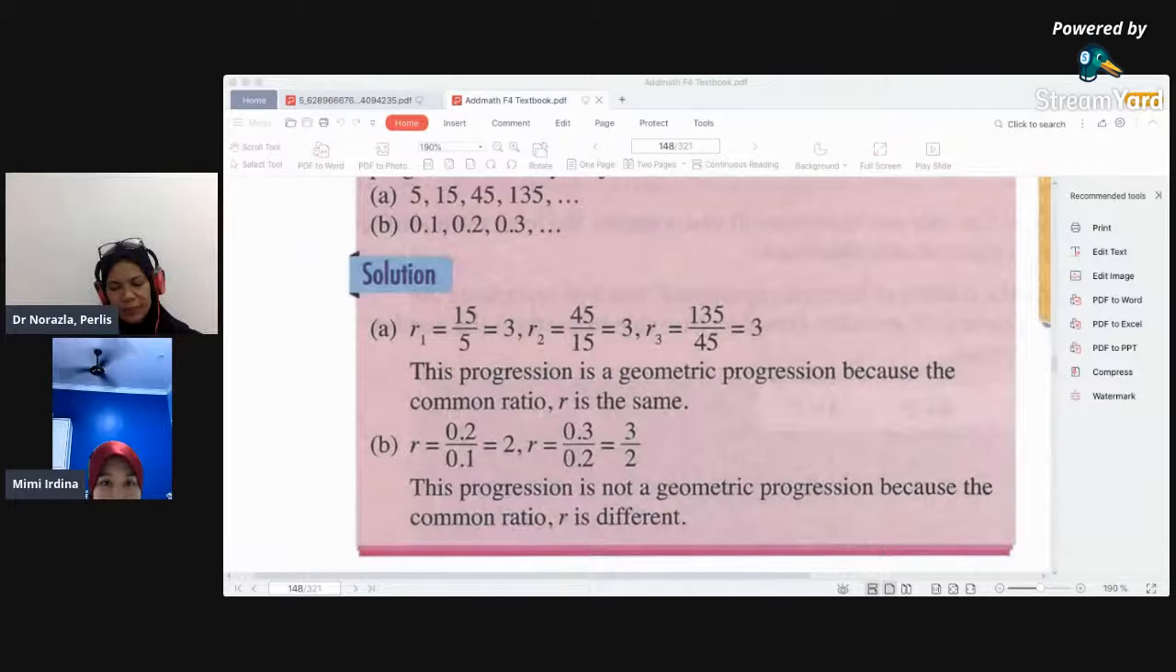Okay, question B, Mimi. Mimi, I think you need to use either headphones or the other earphone, because your voice is so slow, so we cannot hear you clearly actually. Oh, okay. Alright.